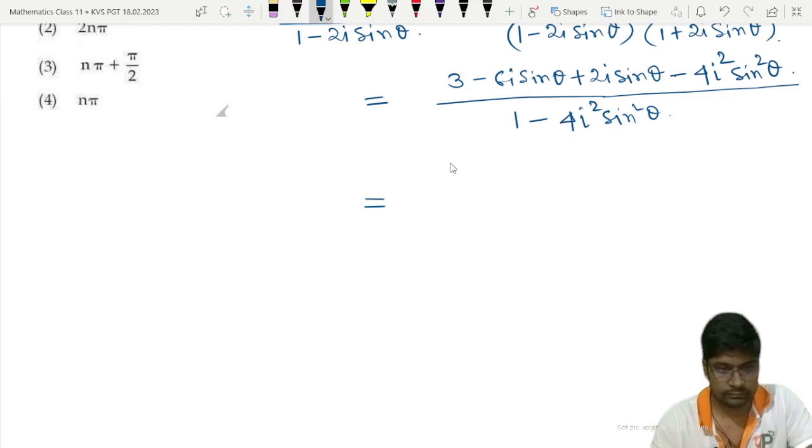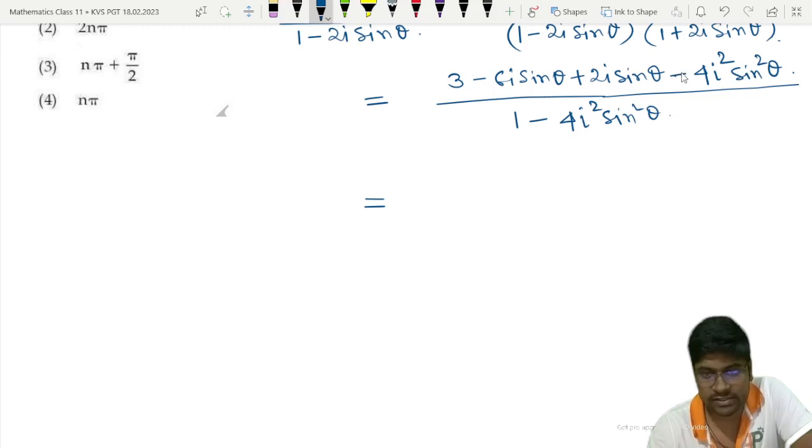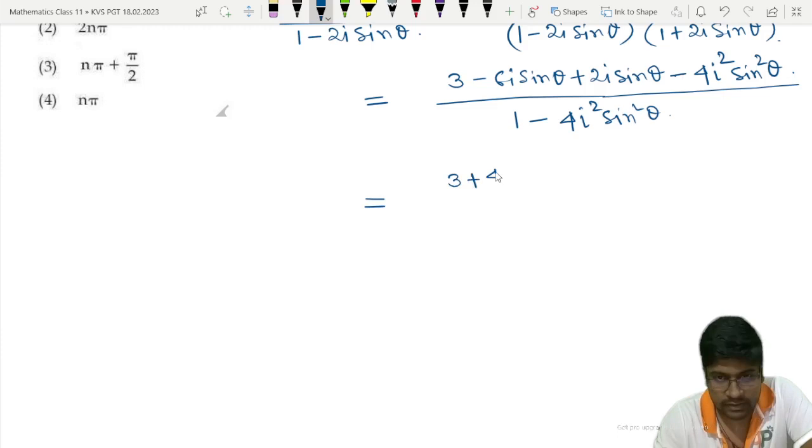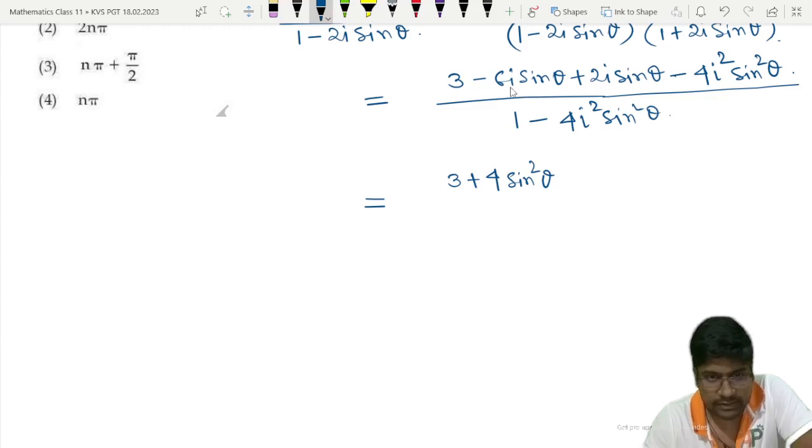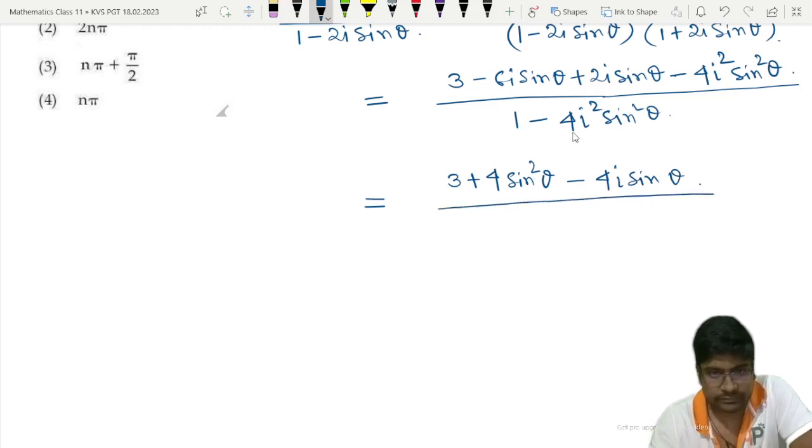So further simplification is needed. In the numerator we will get 4i square sin square theta, which becomes plus 4 sin square theta. So it will become 3 plus 4 sin square theta, and then minus 6i sin theta plus 2i sin theta, so minus 4i sin theta, divided by 1 plus 4 sin square theta.